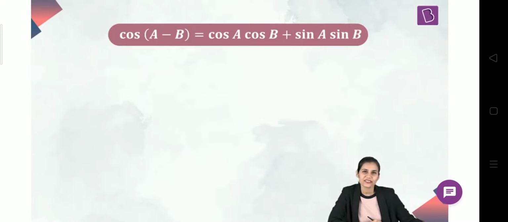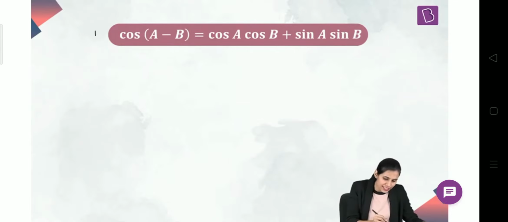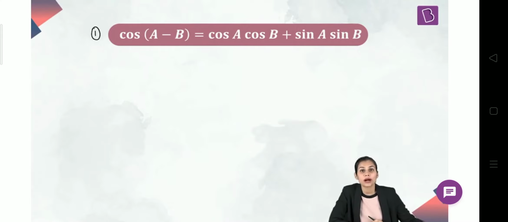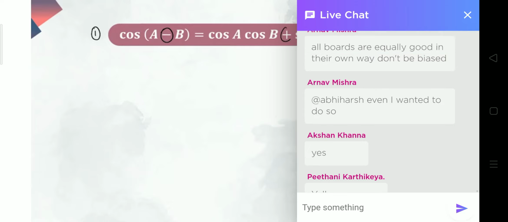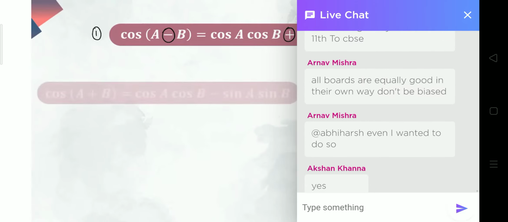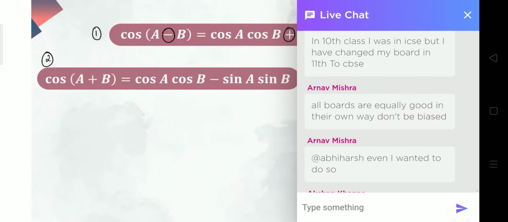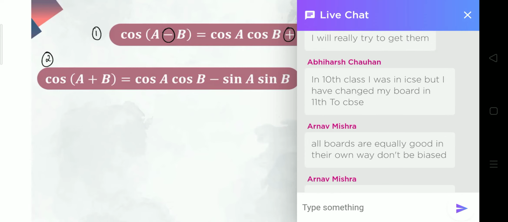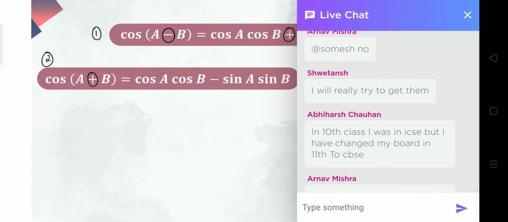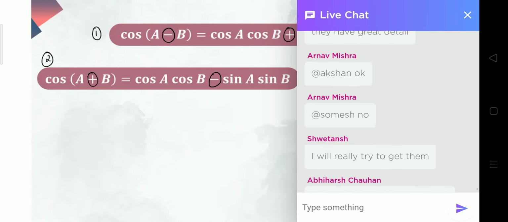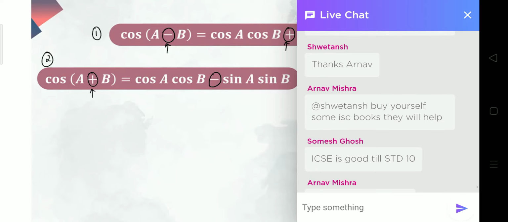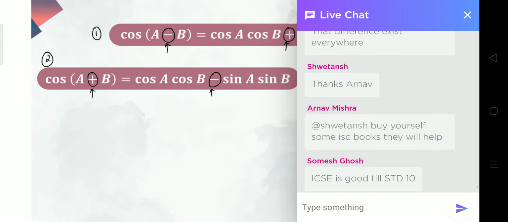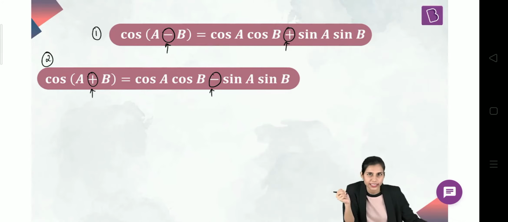Well, let's now quickly recollect all the formulas that we've learned till now. The first one is the cosine ratio of the compound angle A minus B, which is equal to cos A cos B plus sine A sine B. The next one is the cosine ratio of the compound angle A plus B, which is equal to cos A cos B minus sine A sine B. So what did you focus on? Here it's minus, here it's plus, here it's plus, here it's minus. That means in the case of cosine ratio, the sign alternates.